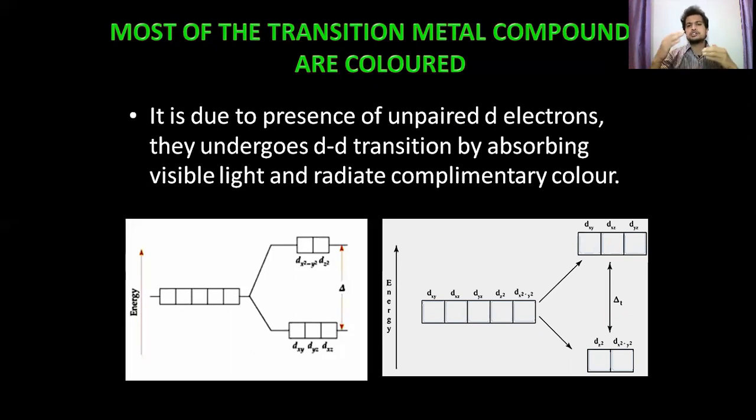Remember that this transition is usually possible by absorbing light in the visible region. Once the transition takes place from t2g to eg, or e to t2, in octahedral or tetrahedral complexes, the complementary color is radiated. That complementary color comes in various regions of the visible spectrum, and you can see different colors. So the basic answer is d-d transition.